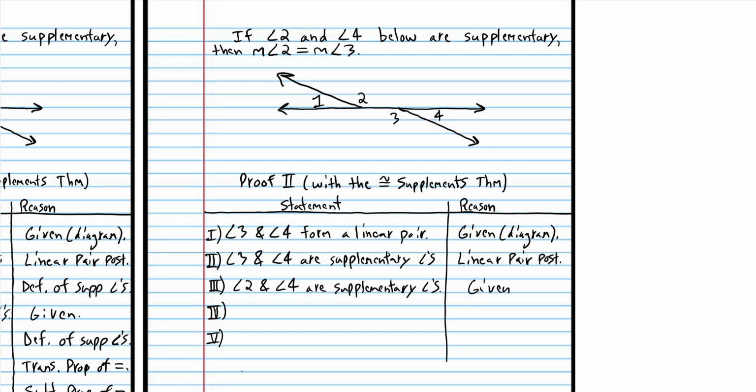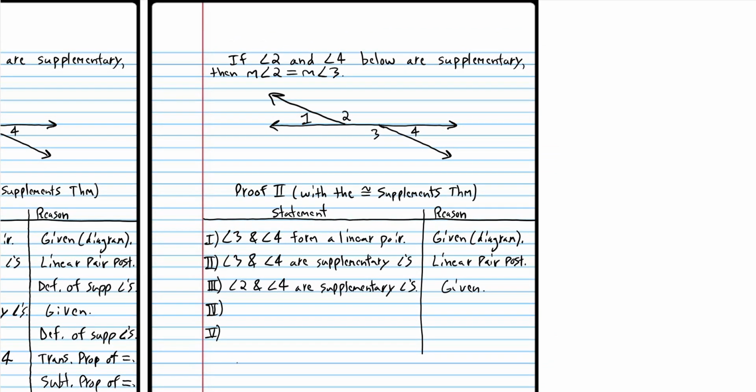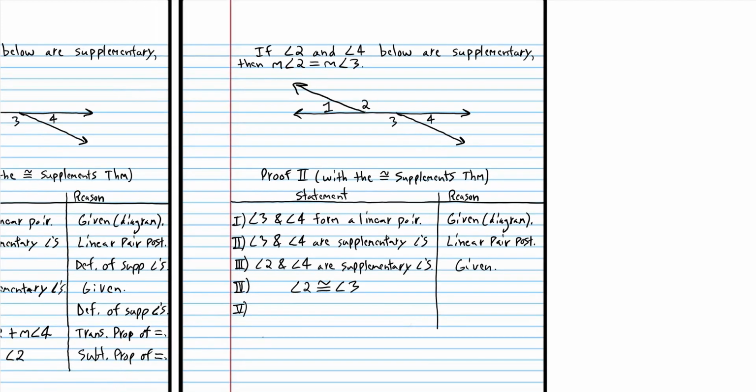That's given. So now at this point, we know that angle 3 and angle 4 are supplementary angles because they form a linear pair. And by the linear pair postulate, they must be supplementary. So angle 3 and angle 4 are supplementary angles. But we were also given the information that angle 2 and angle 4 are supplementary. So because angle 3 and angle 2 are both supplementary to the same angle, that means they must be congruent. So angle 2 must be congruent to angle 3. That's the congruent supplements theorem.